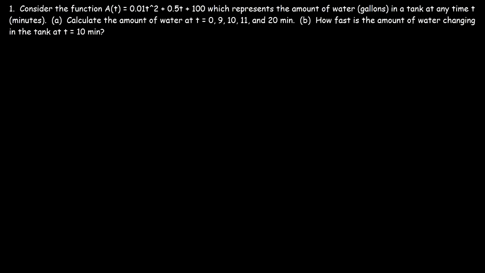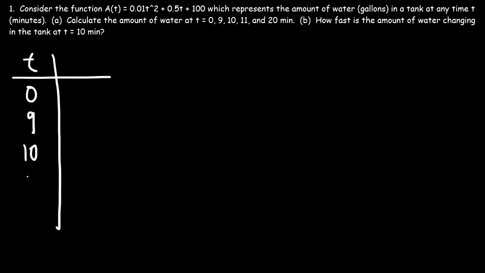Let's consider this problem. So we have a function A of t, which is 0.01t squared plus 0.5t plus 100. And this function represents the amount of water in gallons that is inside a tank at any time t, and t is in minutes. So what we need to do is calculate the amount of water at the following times: when t is 0, 9, 10, 11, and 20. So go ahead and do that when you get a chance. Feel free to pause the video.